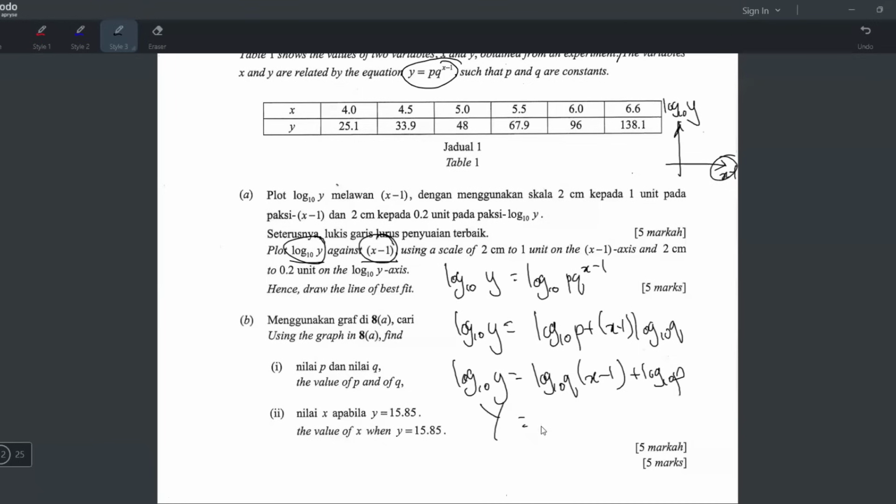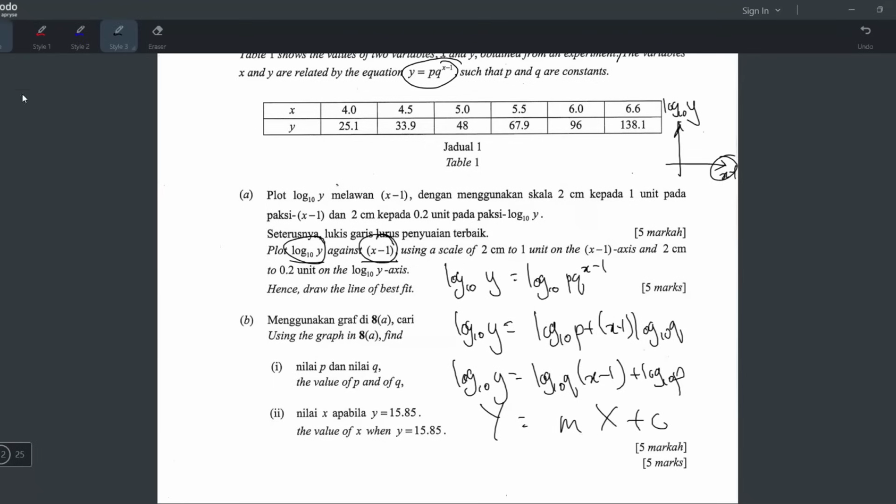Now you can write y equals mx plus c already. You can double check: y-axis is log y, okay, sudah ngam. X-axis is x minus 1, sudah ngam. That means your gradient and y-intercept pun sudah ngam lah. So this is your gradient, log q, and this is your y-intercept, log p. And you need this when you do the B1 later.